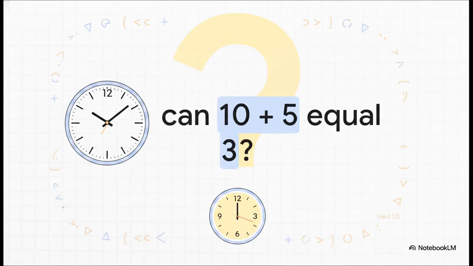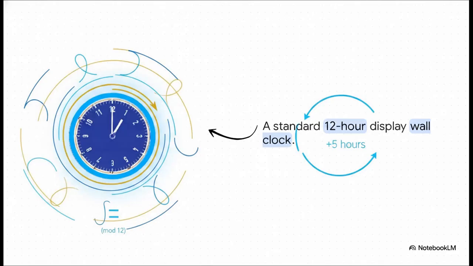Okay, I want to start by throwing a bit of a mathematical puzzle at you. How in the world can 10 plus 5 equal 3? I mean, in standard arithmetic, that's just wrong, right? 10 plus 5 is 15. But what if I told you that in a very specific, incredibly common context, 10 plus 5 is absolutely, perfectly 3?